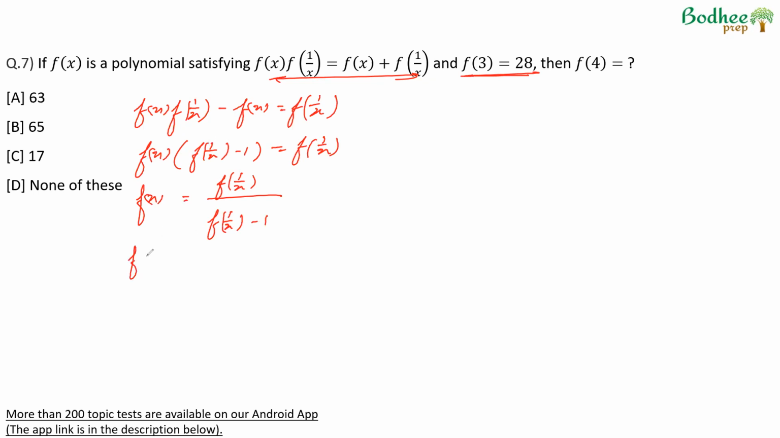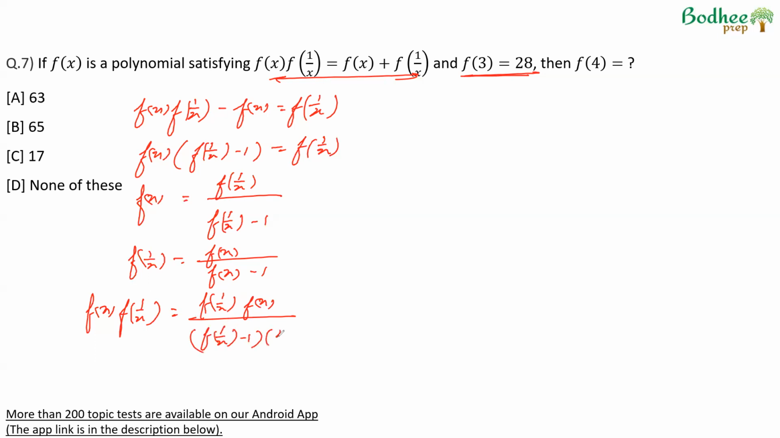If we substitute x by 1/x, we'll get f(1/x) as f(x) upon f(x) minus 1. Substituting x by 1/x and multiplying the two, f(x) into f(1/x) is equal to f(1/x) into f(x) upon f(1/x) minus 1 into f(x) minus 1. This gets cancelled, and therefore the net expression that we get is f(1/x) minus 1 into f(x) minus 1 is equal to 1.